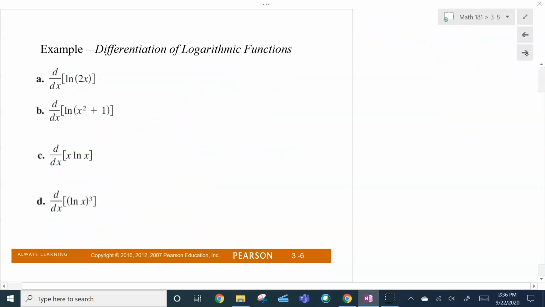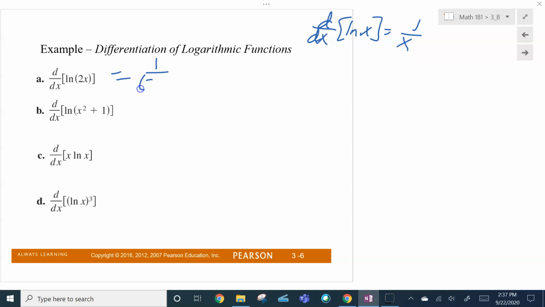Let's do some problems with it. Now, we have to apply the chain rule if I've got a composite function. I don't have the natural log of just x. I have the natural log of 2x. This is the rule with the chain rule. So this becomes 1 over 2x, but then I take the derivative of the inside, which is 2. So this one just ends up being 1 over x.